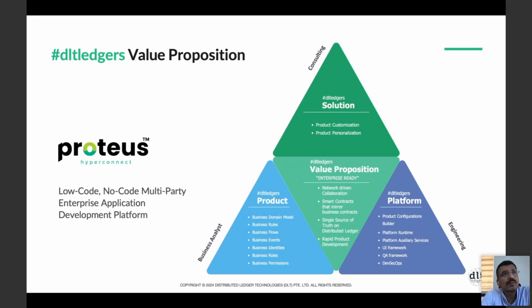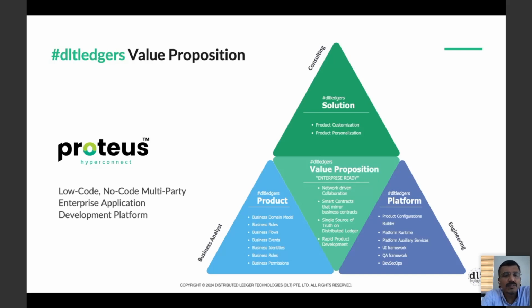Then you have the UI framework, which is used to generate user interfaces using which your enterprise application users interact. And then there's a test automation framework built into the framework. And then we have the DevSecOps, which means we have very clear deployment pipelines using which we create and deploy applications at scale.